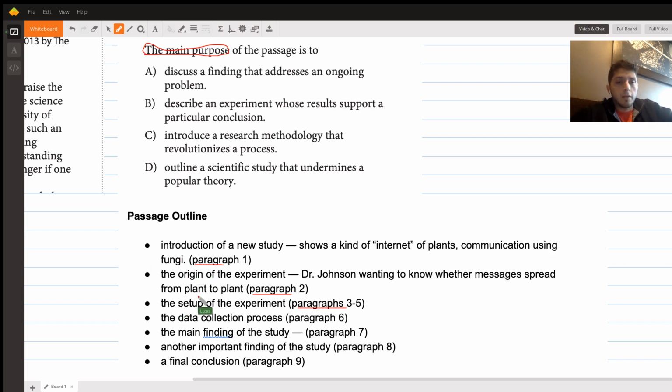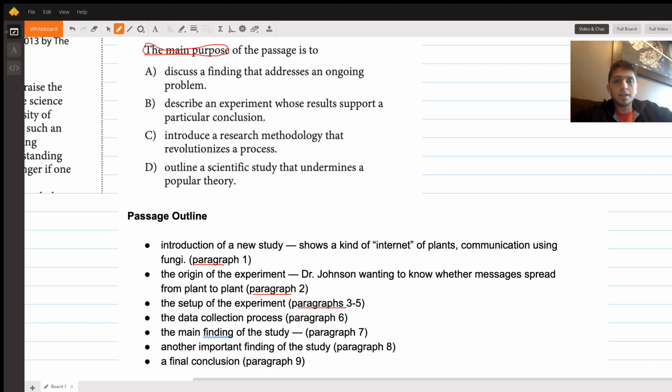So this is what we have here. We have the introduction of a new study, right? We have this claim about an internet of plants, and then a new study that shows that. We have the origin of the experiment, where the idea came from. We have the setup of the experiment, or the methodology. We have the data collection process. We have the main finding of the study. We have another important finding, and then a final conclusion or assessment of it.